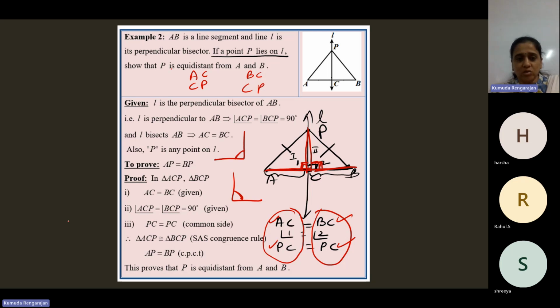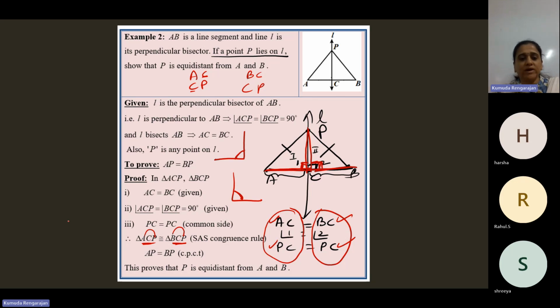C is the common letter. So let it end with a common letter. Let's start with the common letter. ACP, ACP. Then here BCP, BCP. So triangle ACP is congruent to triangle BCP. So from this you can see AP is equal to BP, by CPCT, corresponding parts of congruent triangles.